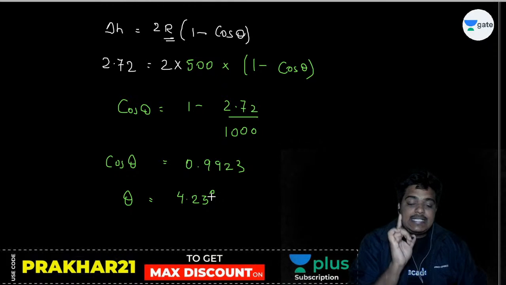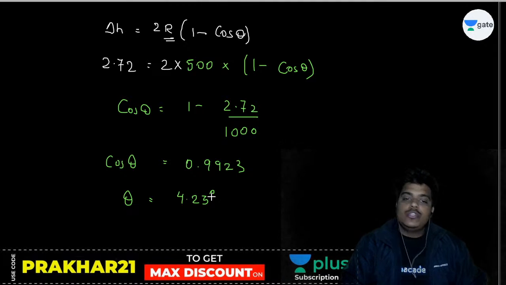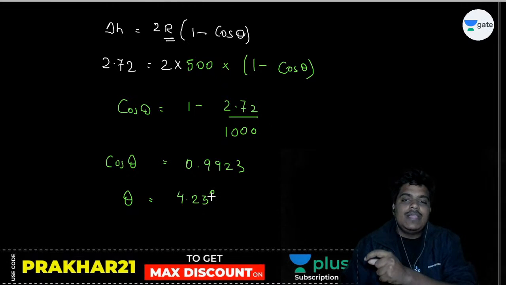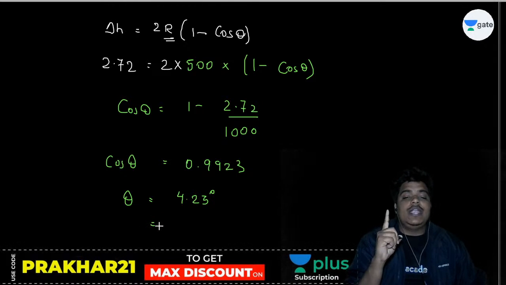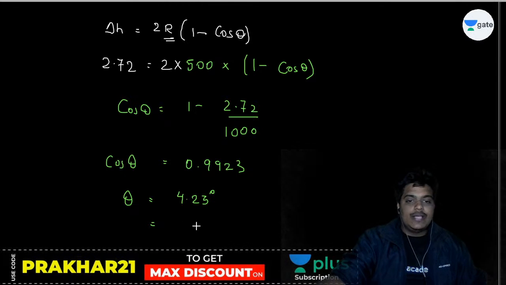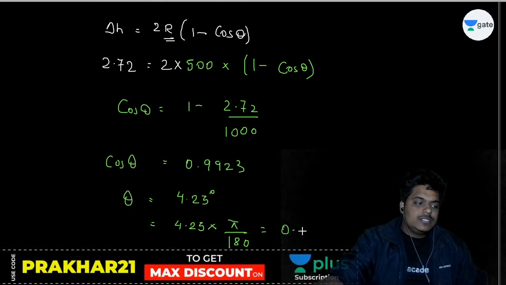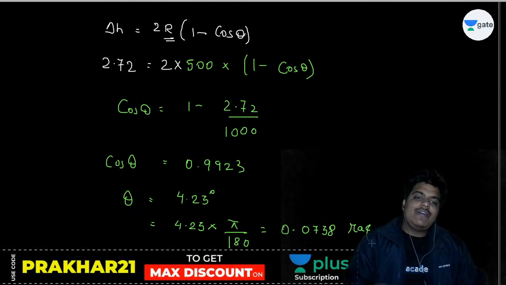Now, very important, this is in degree. If you need to add or multiply theta with another thing, that has to be in radians. Usually we don't have degrees, so that is why we convert it into radians. Always don't forget to convert it into radians, that is multiply by pi by 180. To convert degree into radians, you multiply by pi by 180. This is equal to 0.0738 radians. This is the value of theta.